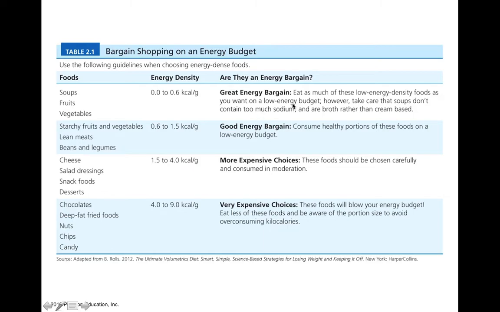The one thing that you want to pay attention to is that soups sometimes have high sodium and can be cream based, and the creams can increase your energy density. But the thing is, these are low energy foods. That means that you're getting 0 to 0.6 kcals per gram of food.